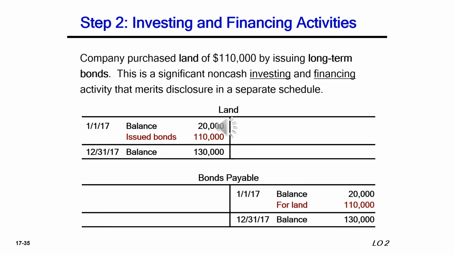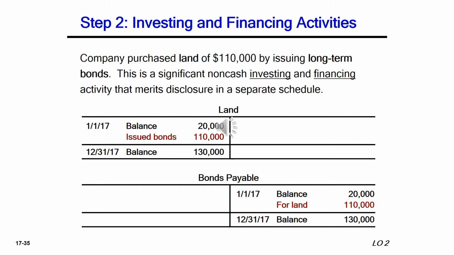Here we're going to move on to the second step, which looks into investing and financing activities, right? So the company purchased land for $110,000 by issuing long-term bonds. This is a significant non-cash investing and financing activity that merits disclosure in a separate schedule, right?